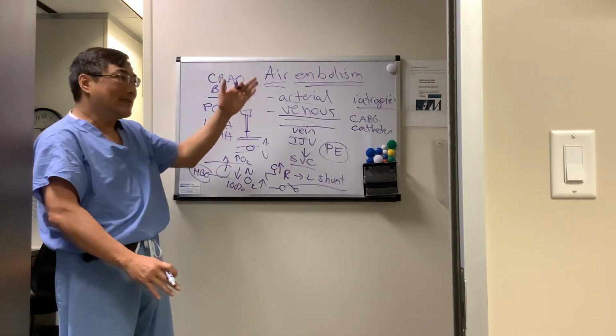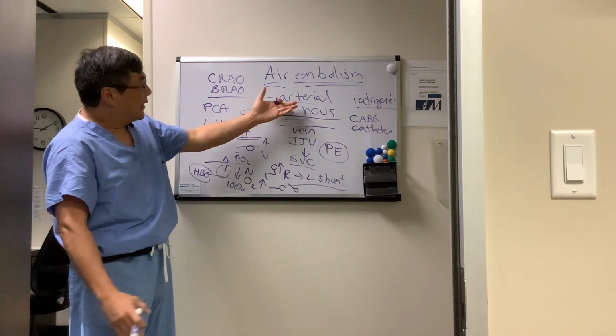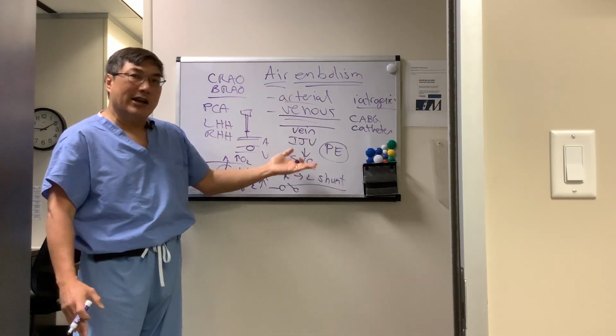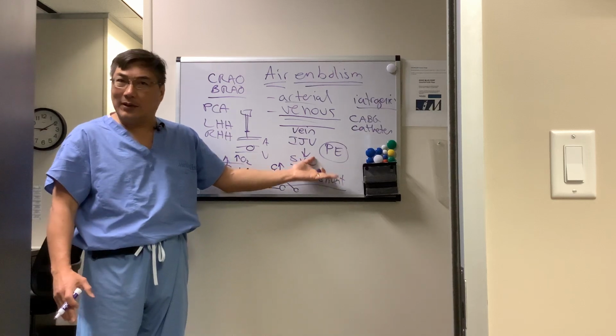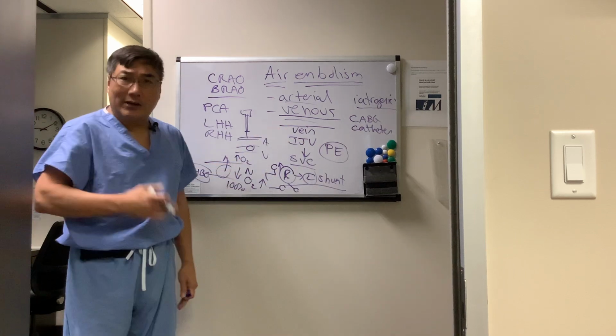So both the bends and diving and air embolism in the hospital setting, whether you have an iatrogenic arterial or venous side, usually it's a non-paradoxical pulmonary embolism if you're on the venous side. But if you have a right to left shunt, you can get a paradoxical embolus.